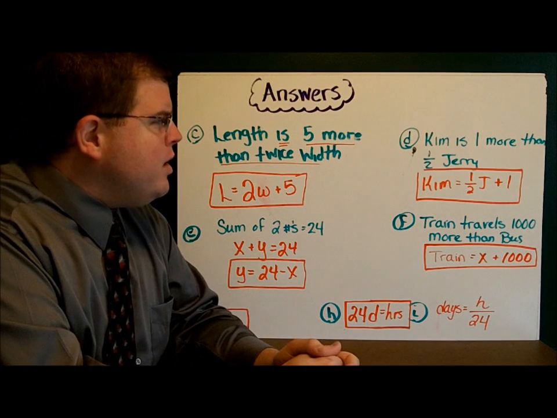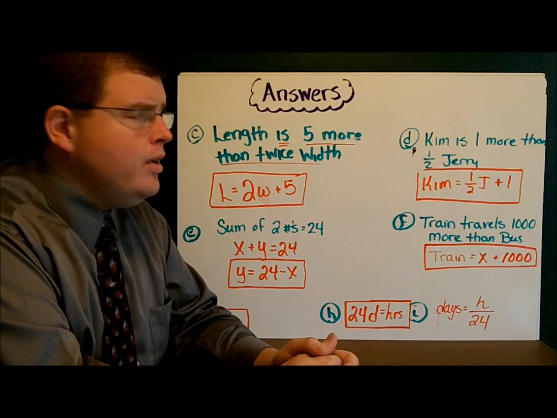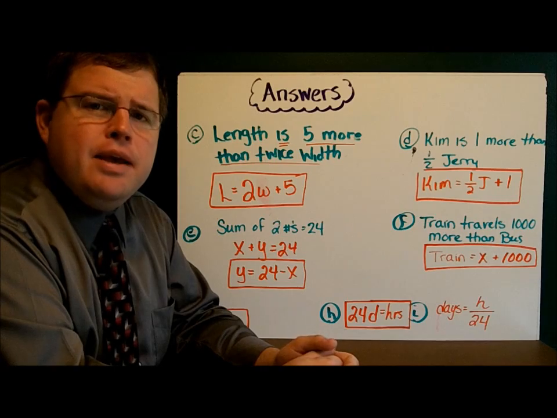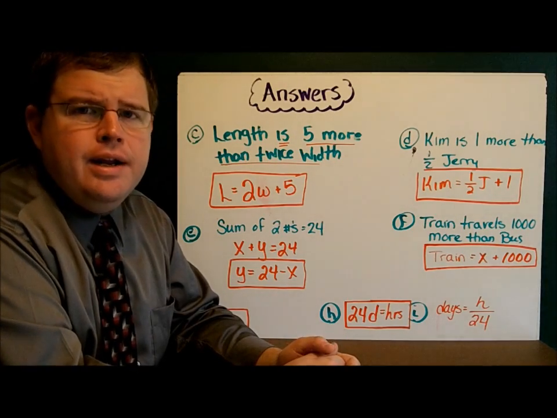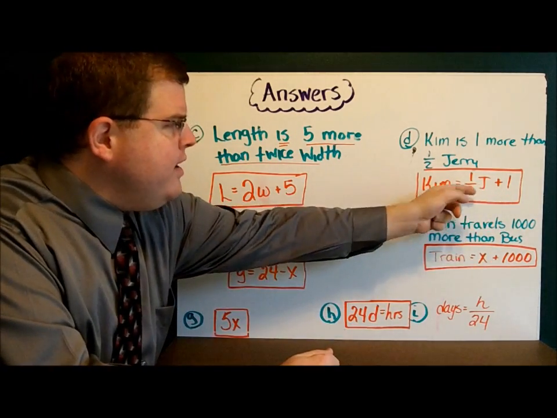D. Kim is 1 more than half Jerry. Well, Kim equals 1/2 Jerry plus 1. 1 more than half of Jerry.